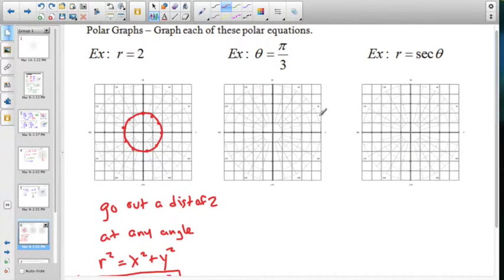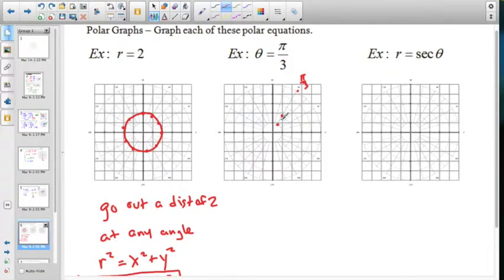If we take a look at this polar equation, theta equals pi over 3, remember the pi over 3 line is up here at 60 degrees. And so pi over 3 looks like something that is at 60 degrees. And what they're saying really is pick any distance. So in other words, your radius doesn't matter. We can go out along the pi over 3 line to a radius of 1.